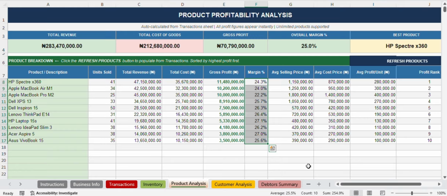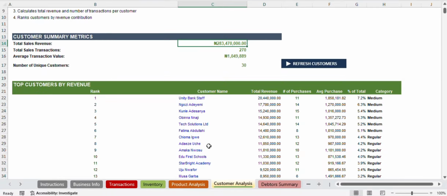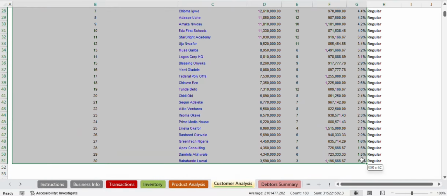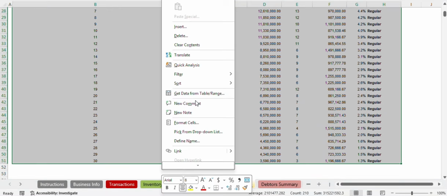When you get here, like I said, the focus should be on your transaction sheet. Once you have those things done on your transaction sheet, you just come here, click the refresh button. It's going to populate that information. Similar thing goes with your customers as well. Okay, I've already clicked this button, but let me clear this out. Right. So this is where customer analysis is being done.